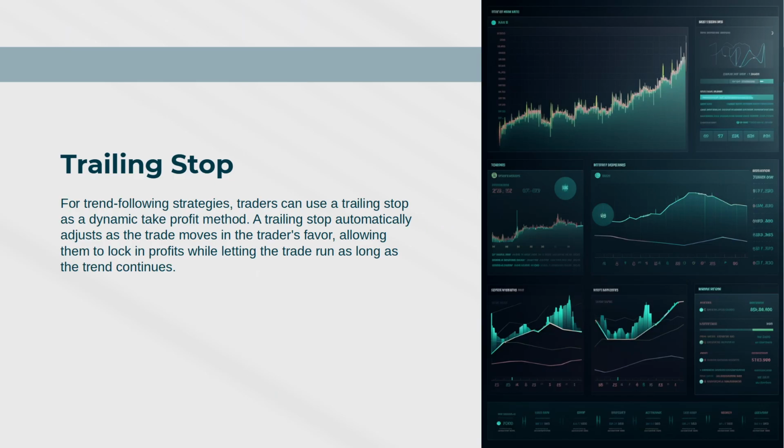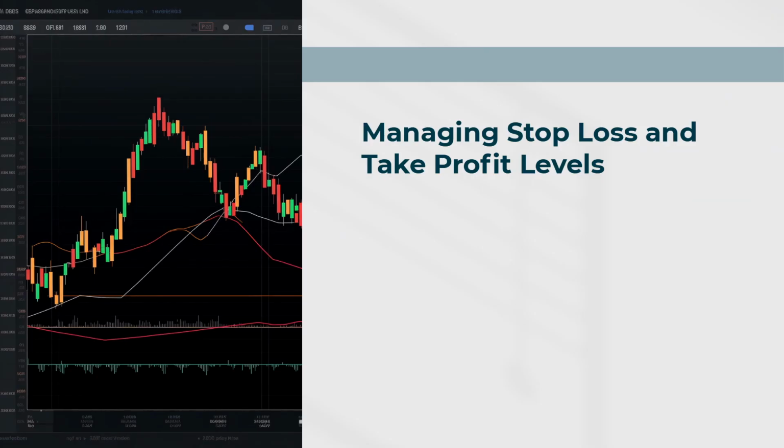Trailing stop. For trend-following strategies, traders can use a trailing stop as a dynamic take-profit method. A trailing stop automatically adjusts as the trade moves in the trader's favor, allowing them to lock in profits while letting the trade run as long as the trend continues. Managing stop-loss and take-profit levels.